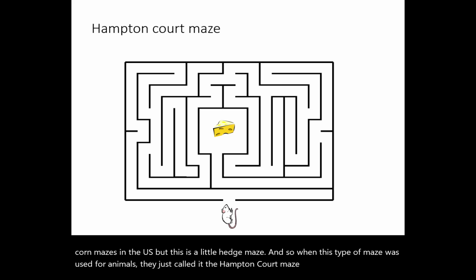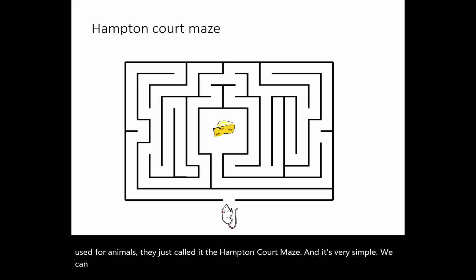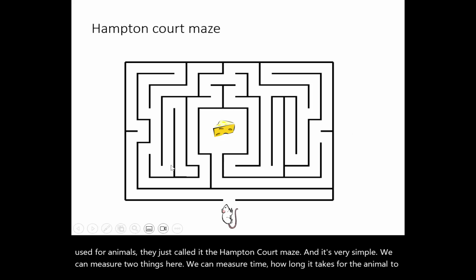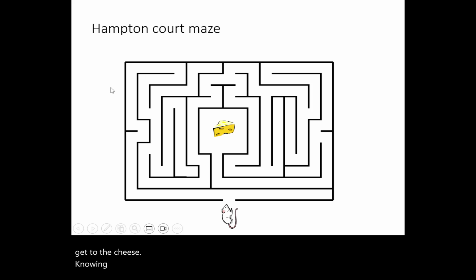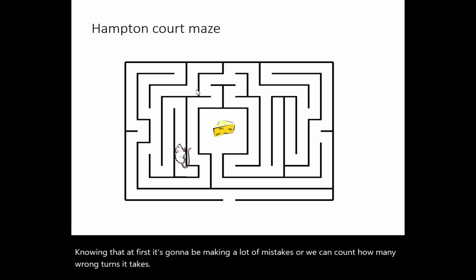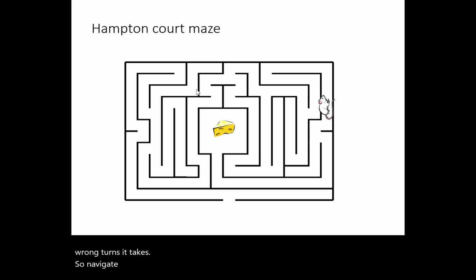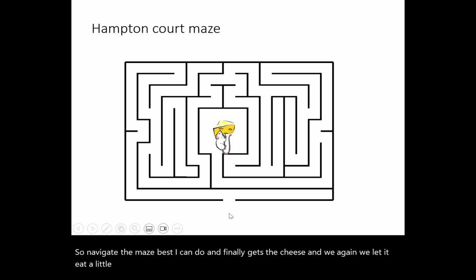And it's very simple. We can measure two things here. We can measure time, how long it takes for the animal to get to the cheese, knowing that at first it's going to be making a lot of mistakes. Or we can count how many wrong turns it takes. So it navigates the maze, as best it can, and finally gets the cheese. And we let it eat a little cheese, take some time, put it at the start, and off it goes. Again, measuring time and measuring errors.